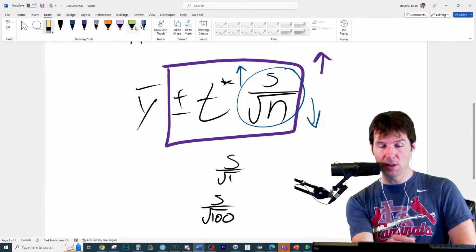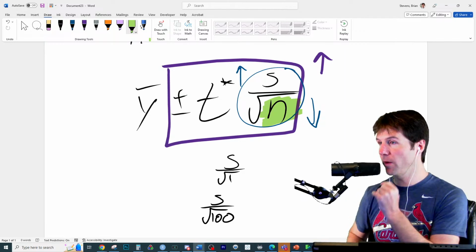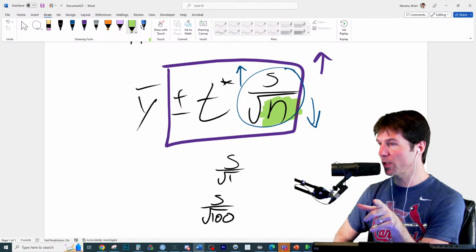We can change the sample size, but what else can we change? This is the margin of error in purple right there. We can change the sample size. If we collect more data, we get a smaller margin of error.